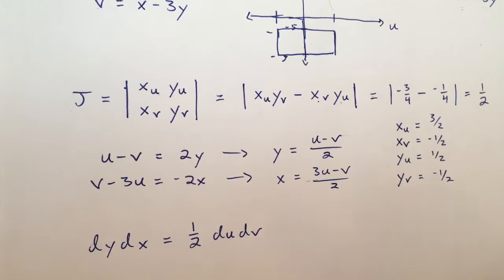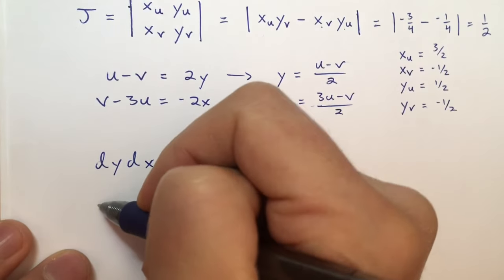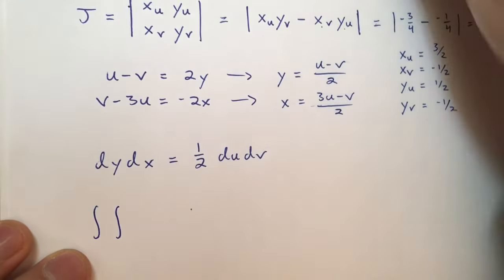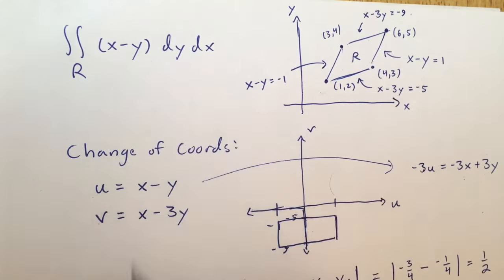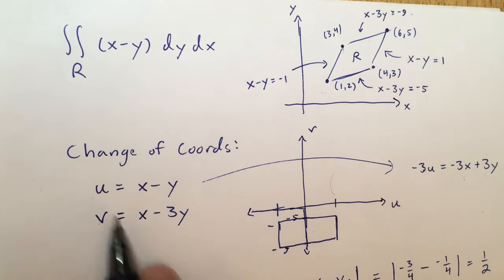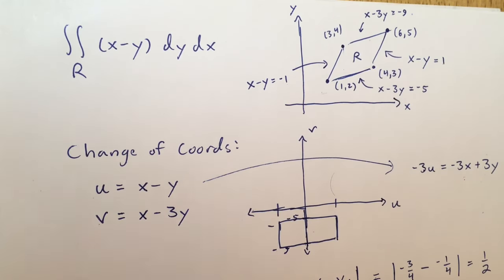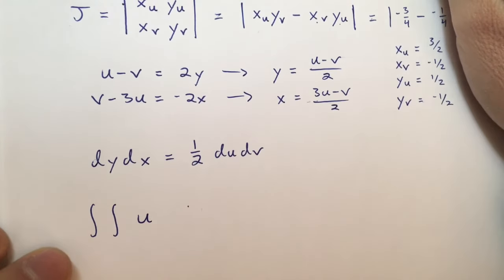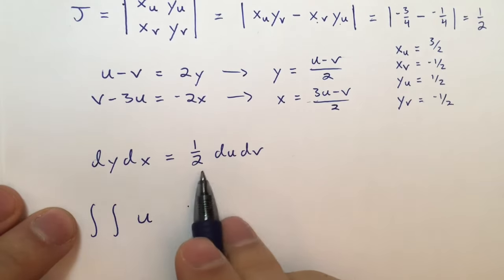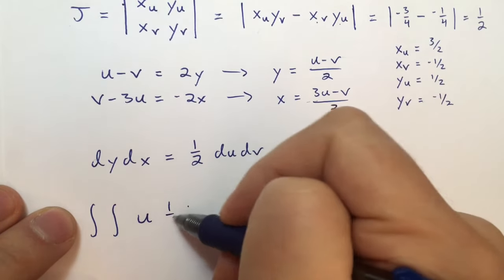All right, so let's finish rewriting our integral. Let's see what happens here. X minus y, what is that in terms of u and v? Well, that's exactly u. There you are. It's just u. And then we said the dy dx becomes 1/2 du dv.